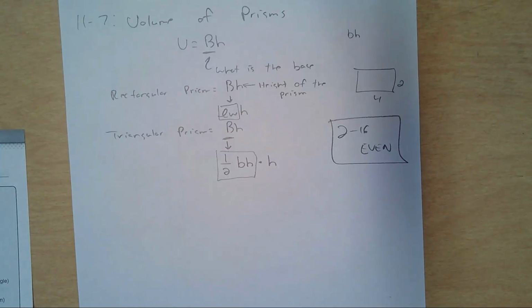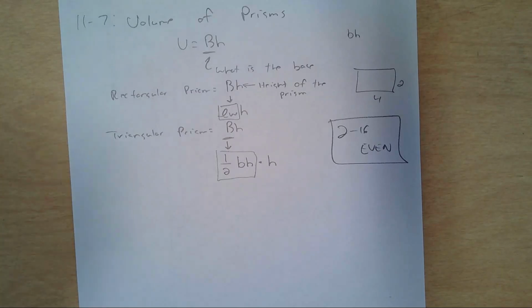So you'll have 8 problems. You'll do 4 rectangular prisms, 2 triangular prisms, and then 2 where we'll find a missing dimension, a missing side length. So anyway, I'm just going to look at number 3 here.